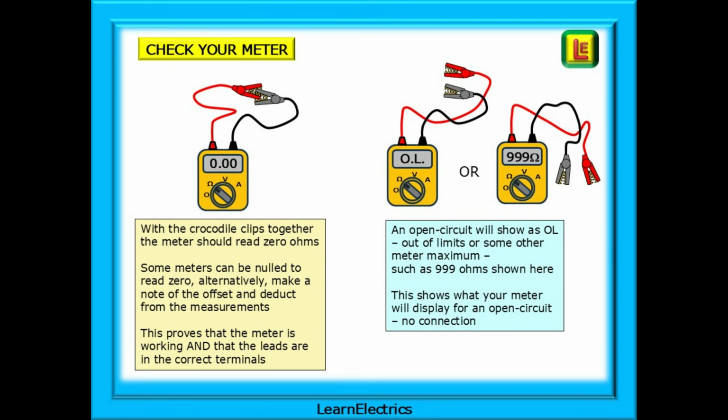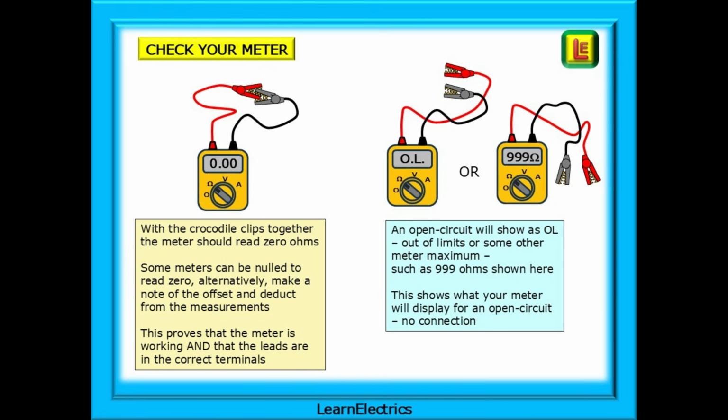Just to remind ourselves from the part 1 video, before we begin any testing, we should always check that our test meters and leads are working correctly. First, with the crocodile clips joined together, the meter should read 0 ohms. Some meters can be nulled to read 0. Alternatively, make a note of any offset and deduct it from the measurements that are made. This proves that the meter is working and that the leads are in the correct terminals.